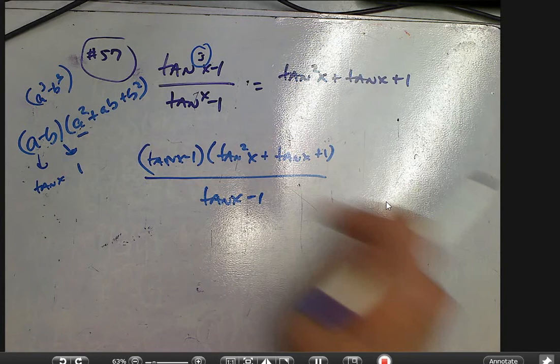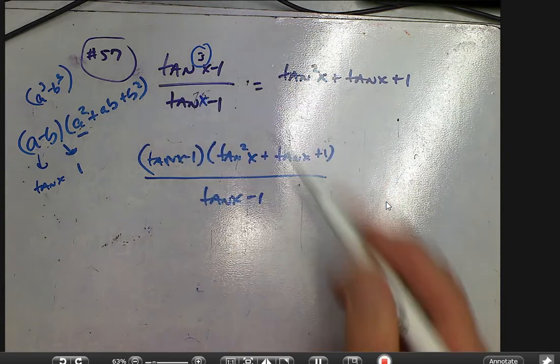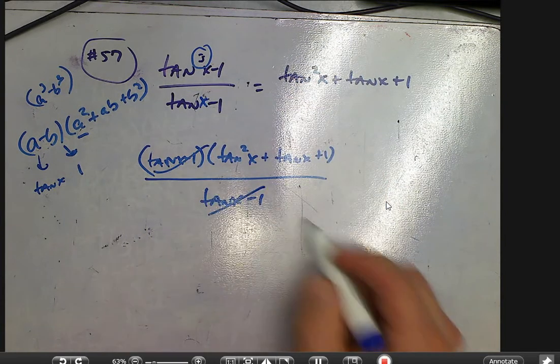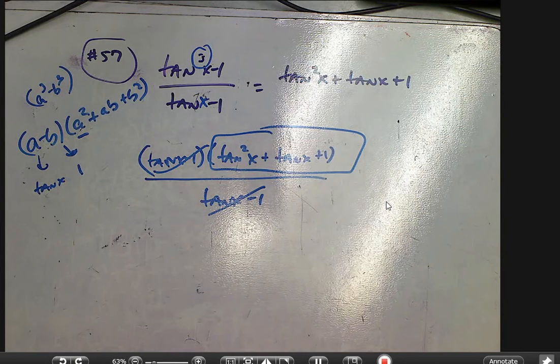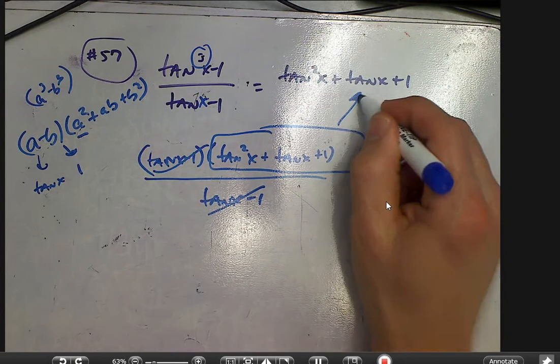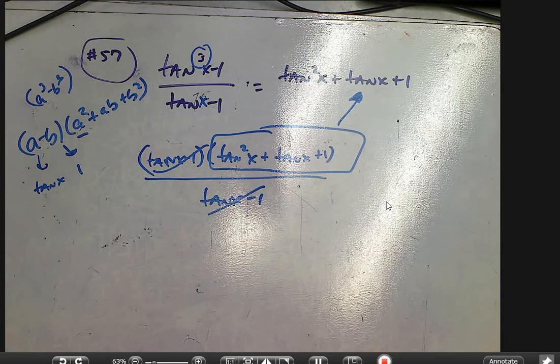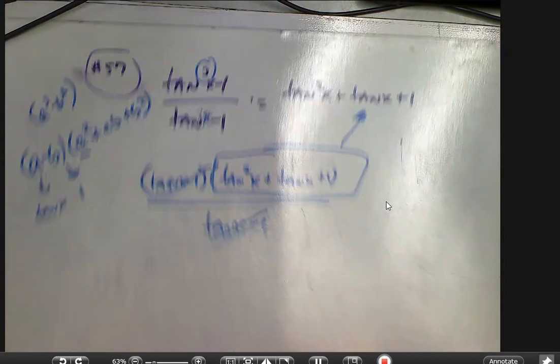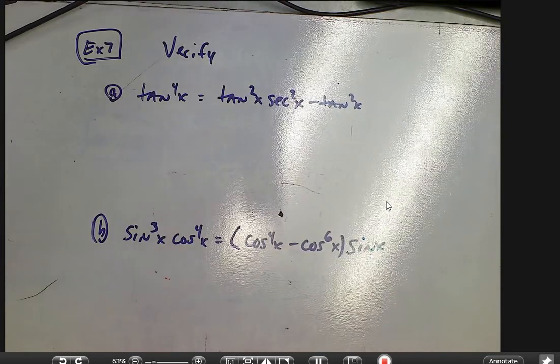That looks like an exponent, it's really not. Tangent of x minus 1's cancel out, leaving you with tangent squared x plus tangent x plus 1, which is the same as the original problem. Therefore, I've verified it. Last example for this section, example 7.